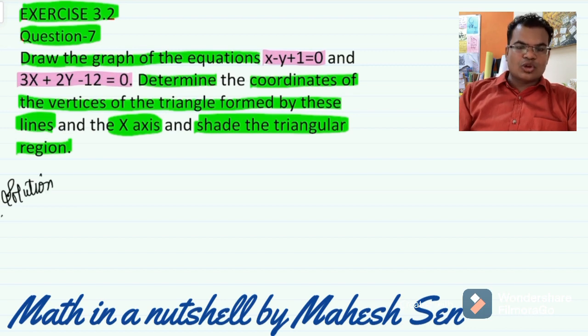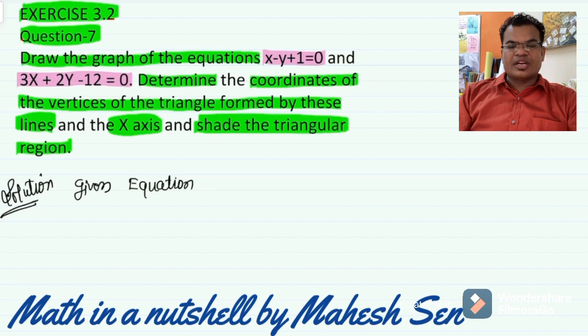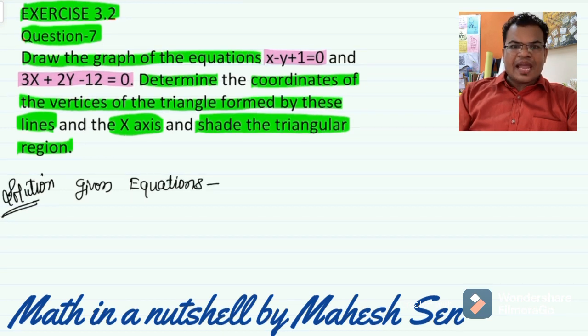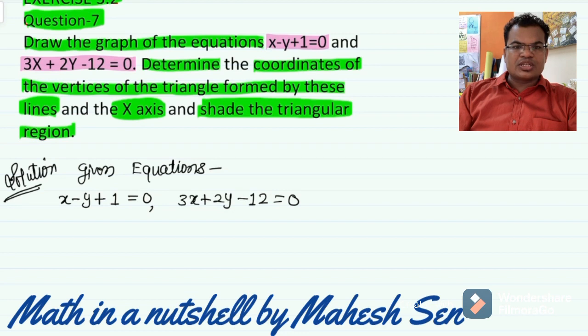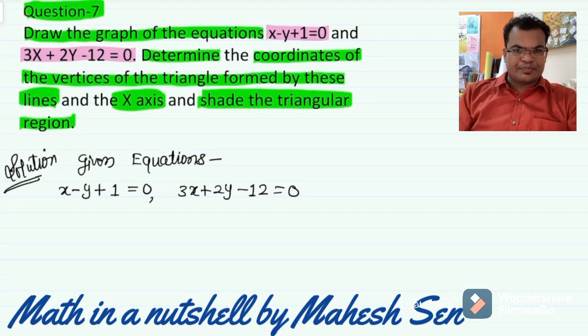So look at the solution. What is there in the solution? First of all we have to make the graph, the graphical representation. But before that, the equations we are writing: x minus y plus 1 equal to 0, this is the first equation. We'll simplify a little bit here and then we'll go for making the table, right? The second equation we can write here as 3x plus 2y minus 12 equal to 0. These two equations are given and we have to draw the graph for them, right?